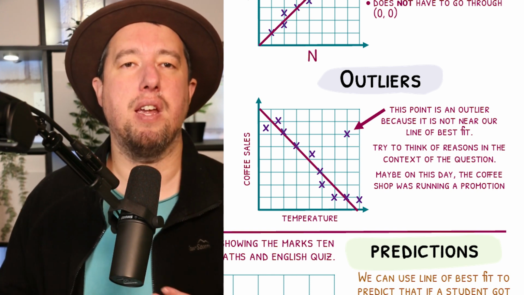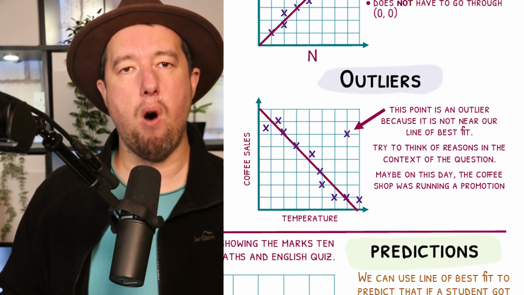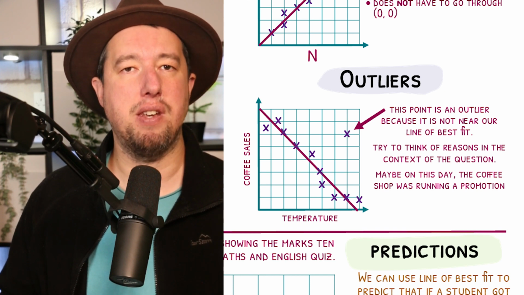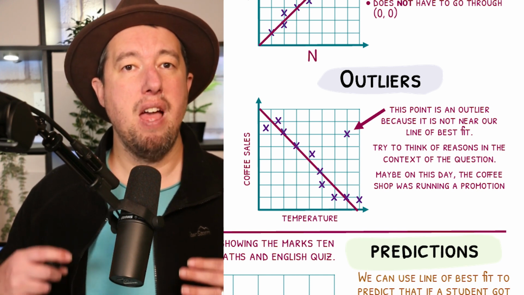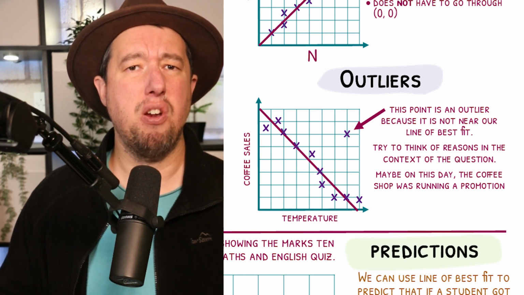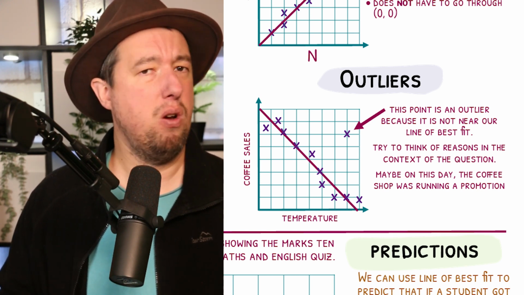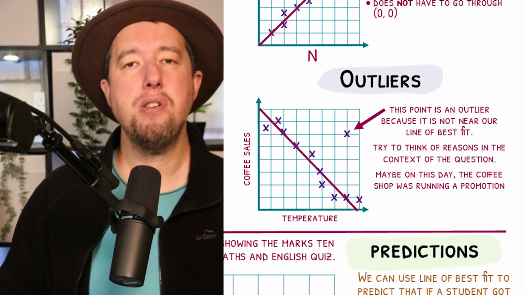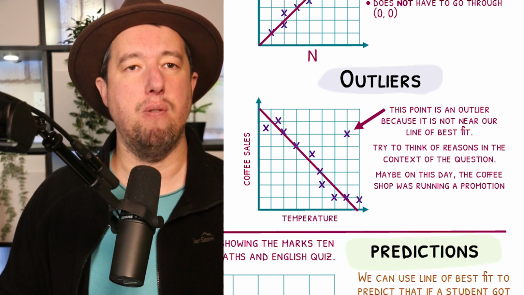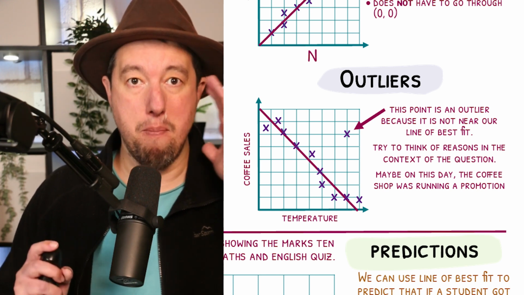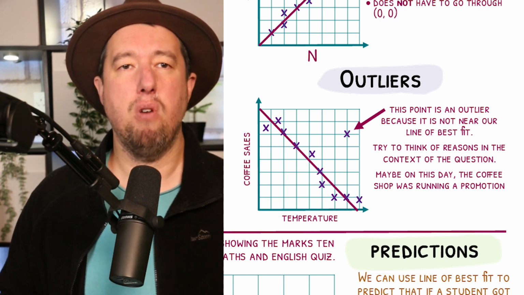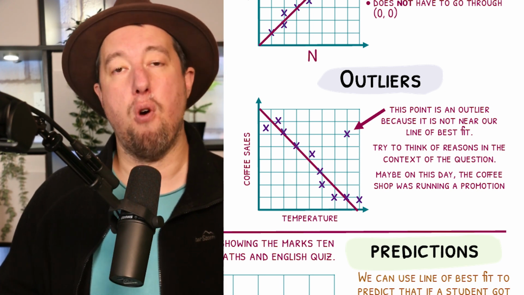Try to look at the context of the question and give a good reason why the outlier happened. If we have a scatter diagram of coffee sales against the temperature, the line of best fit is showing a lovely strong negative correlation, but our outlier is showing fantastic sales on a hot day. What could be the reason for this? To answer this question, we have to do something that many mathematicians can find difficult. We have to speculate with our imagination. Perhaps the coffee shop was running a sale that day, or maybe there was a music festival happening across the road.